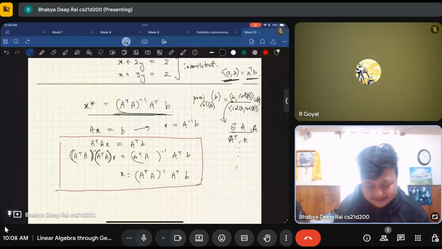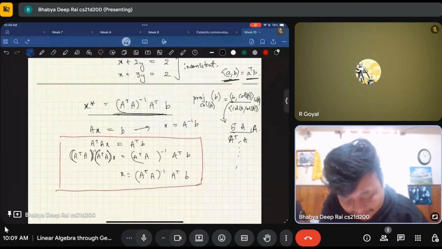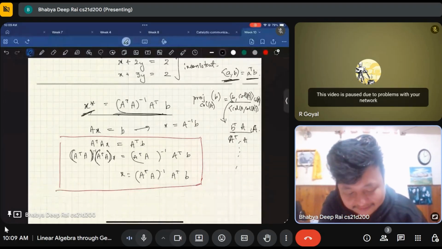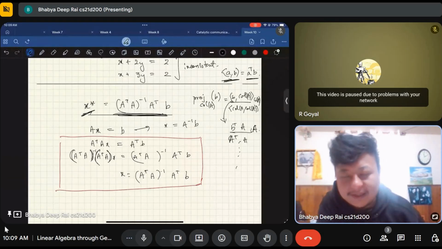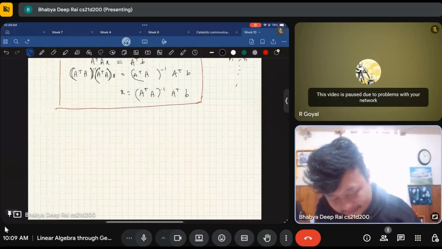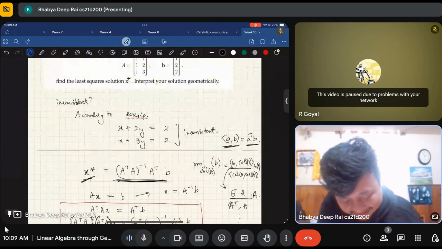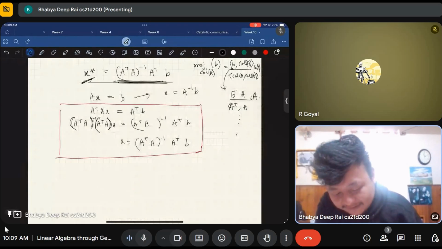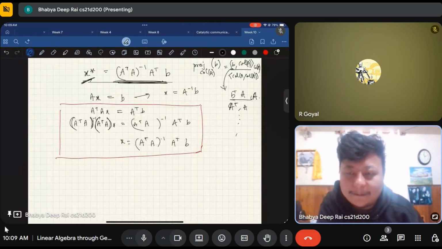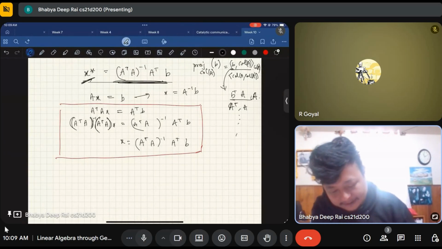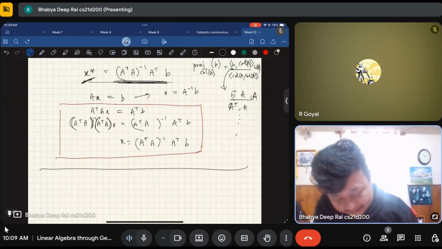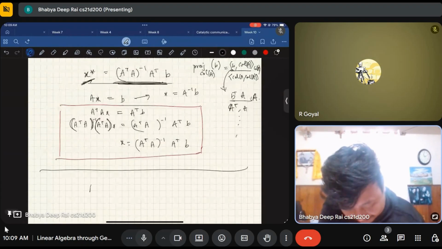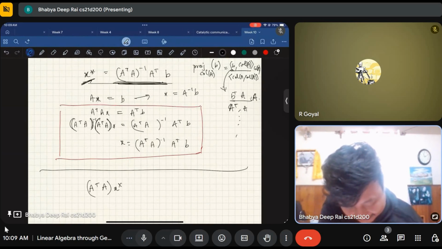So that is done with. Now to find this approximate solution, I need to solve this. I can either compute A transpose A and do an inverse and so on, but a simpler way would be to left multiply by A transpose on both sides. So I'll simply do A transpose A times X star equals A transpose B.